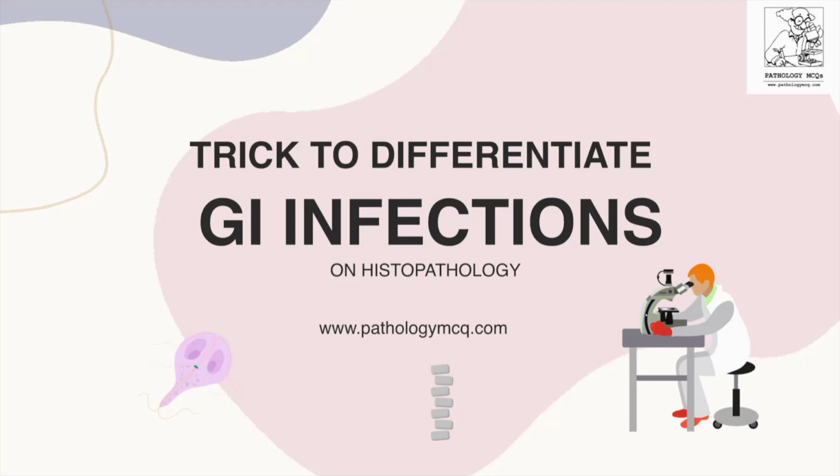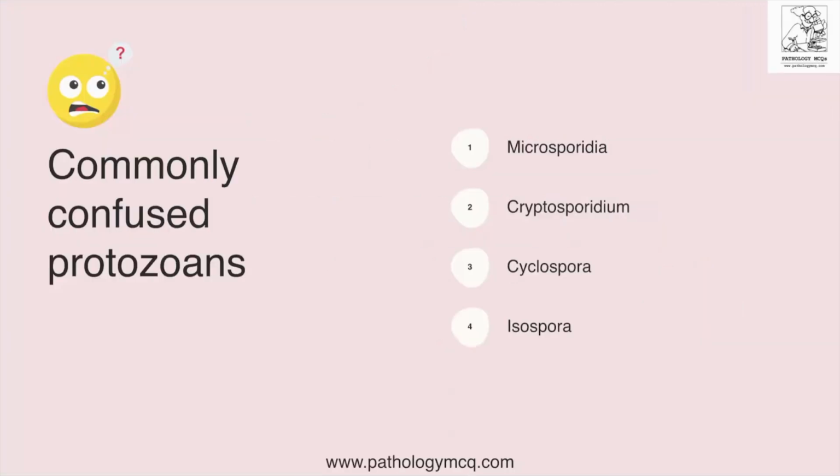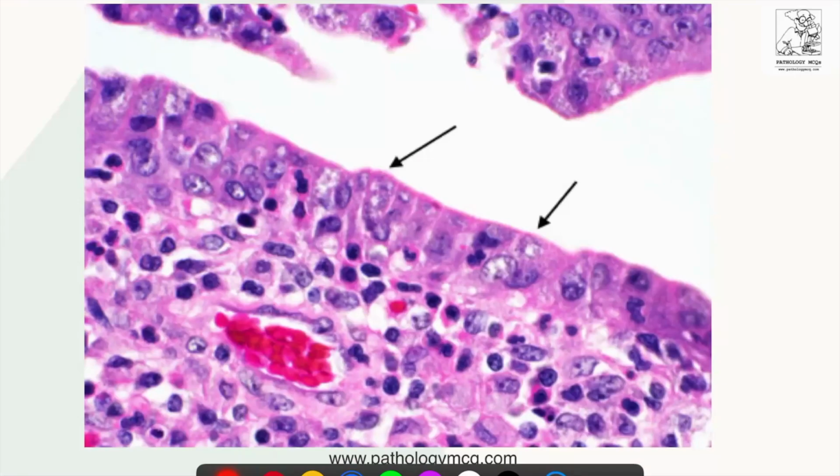We're going to discuss a few tricks to differentiate some GI infections. Especially we'll be looking at protozoal infections rather than the common Giardia and Entamoeba. We'll not be looking into those. So what are the commonly confused protozoans? Microsporidia, Cryptosporidium, Cyclospora and Isospora. Isospora is also known as Cycloisospora.